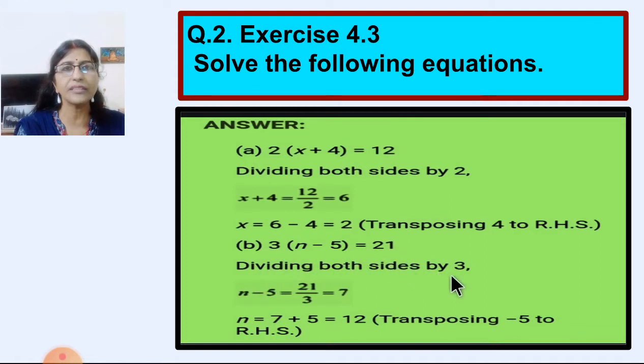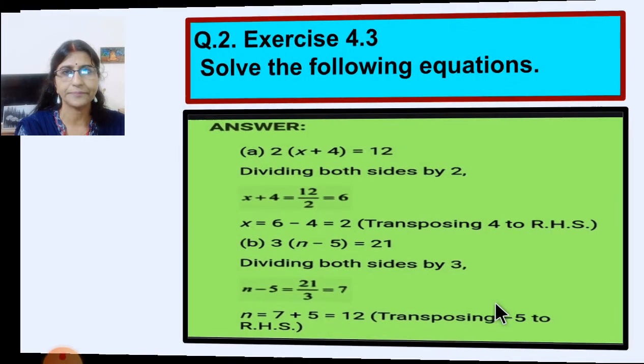We'll divide both the sides by 3 to remove this 3. So it is divided, and we will get only n minus 5 on the left hand side. And here 21 will be divided by 3, and 21 divided by 3 will be 7. And then we will have to remove this 5 which is minus here. So we'll take it to the other side, so it will become positive 5. So the value of n will be 7 plus 5, that is equal to 12. So the solution of this equation is 12. N is equal to 12.